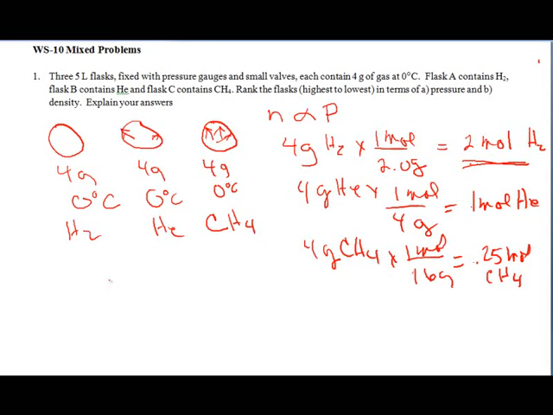Now that's pressure, but what this told us about density was that all of these had a volume of 5 liters. So the density is mass over volume, and in all cases we have 4 grams over 5 liters. So all of them will have equal density.